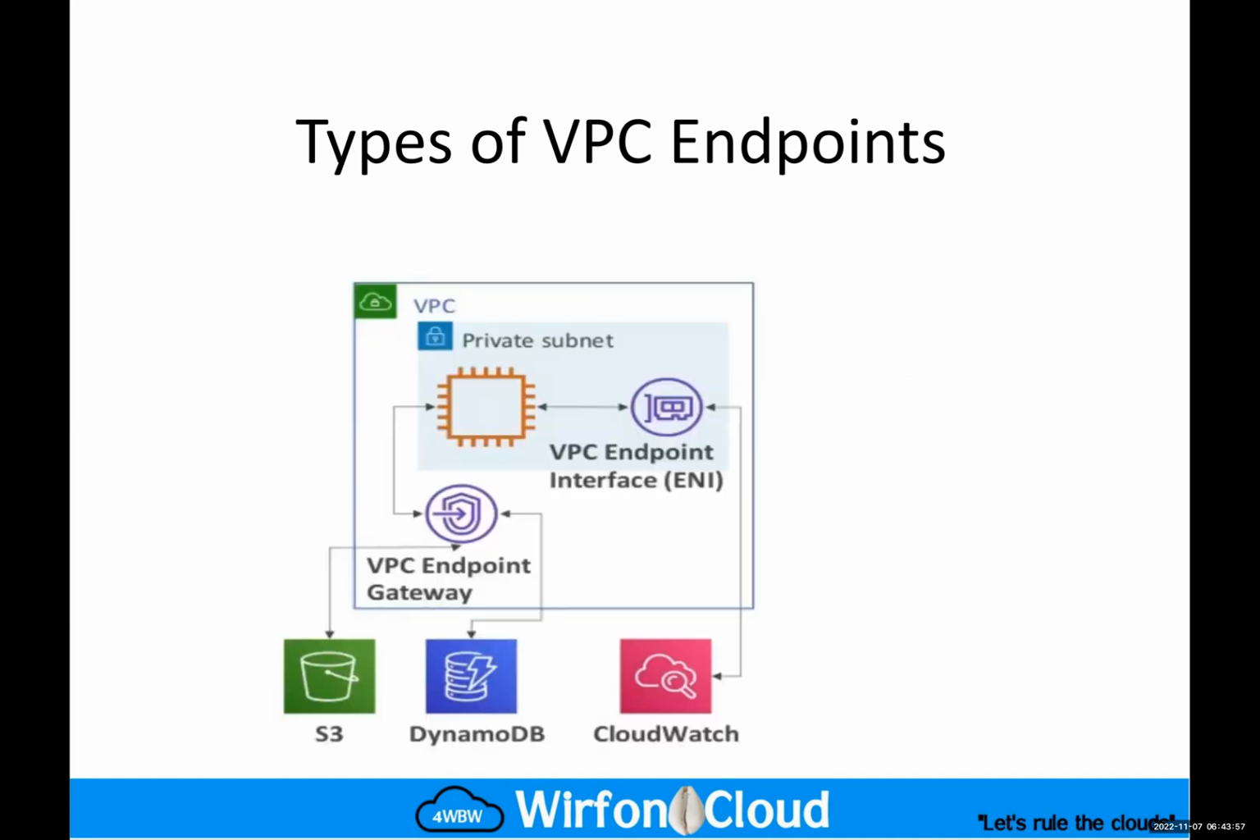So I just put a diagram here to demonstrate again. As a reminder, use the VPC gateway endpoint when you want to connect to S3 or DynamoDB. But for, say, CloudWatch and other types of AWS services, you should use the VPC interface endpoint. And that is it for VPC endpoints.